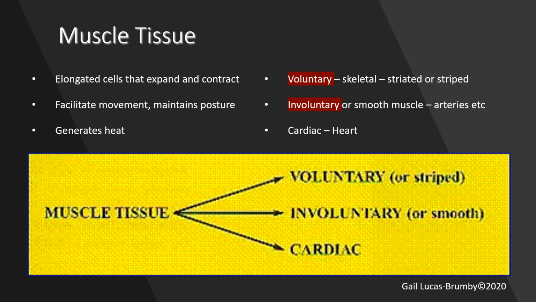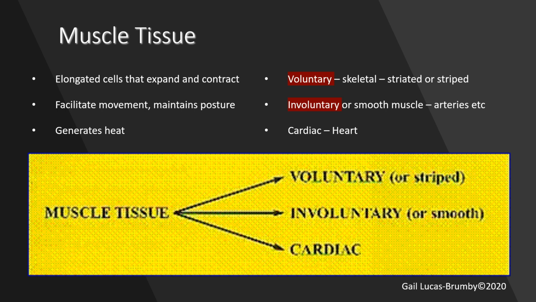So let's get down to the nitty-gritty of muscle tissue and talk about the 3 types of muscle tissue. We have voluntary, involuntary, and cardiac muscle tissue. Now, generally, muscle tissue is made of elongated cells that expand and contract, a bit like an elastic band. They facilitate movement, maintain posture, generate heat, like we discussed in the previous slide. But these three types of muscle tissue we do need to understand.